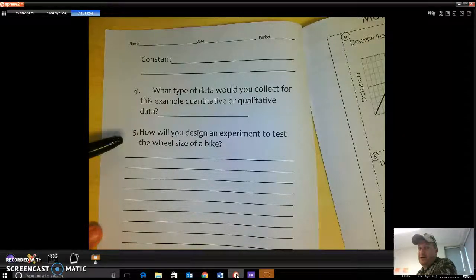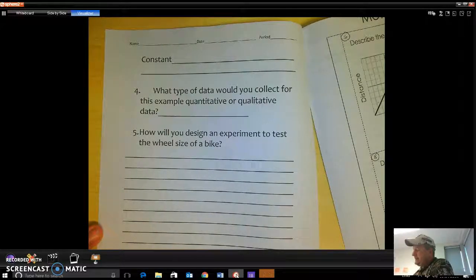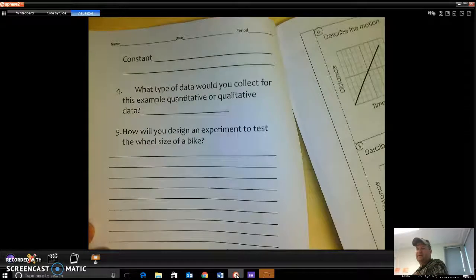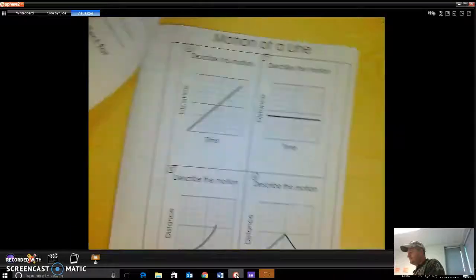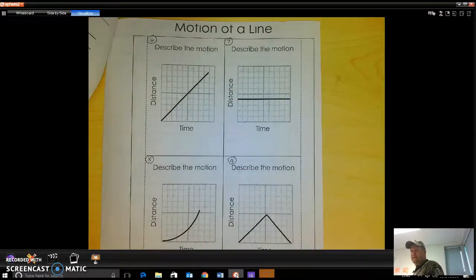Always go back to your hypothesis and make sure that you remember to fill in what or how you would know that you achieved your hypothesis. What does your data tell you about wheel size of your bike? And write down your results down here. I'll give you some time to do that. Just hit pause. You're going to need time. And let's take a look at the next page.